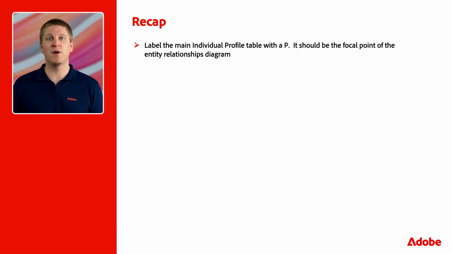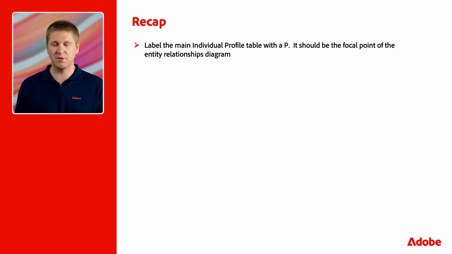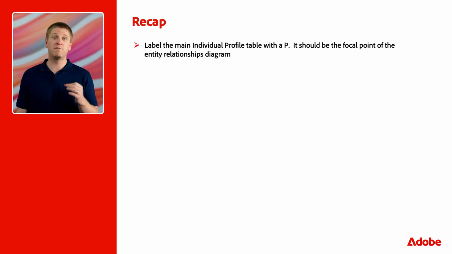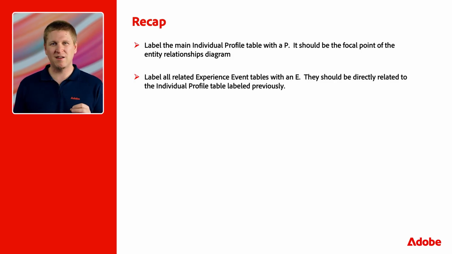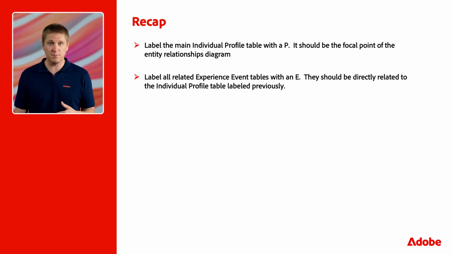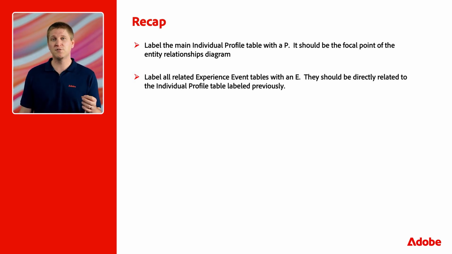All right, so let's do a quick recap of what the label step is all about. In label, the first thing we did is we went and found the main table within the ERD that represented an individual profile, and we simply labeled that with a P. Remember, it's supposed to be the focal point of the diagram. Next, we went and looked for anything that represented a behavior of a person, and we labeled any of those tables with an E. The hint here was any event table usually is directly related back to the table that you labeled previously as part of a profile.